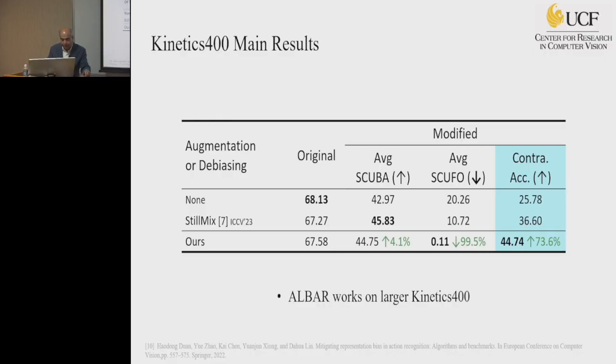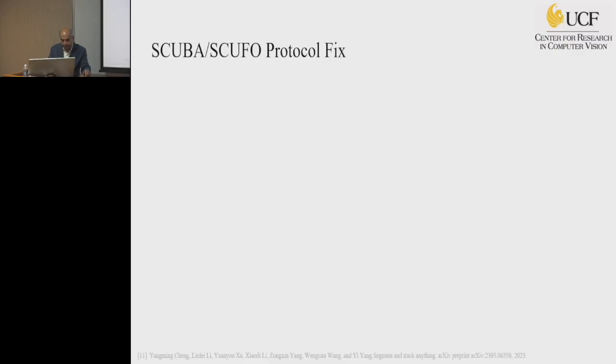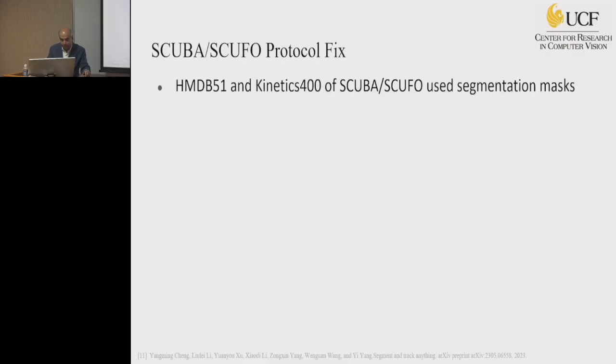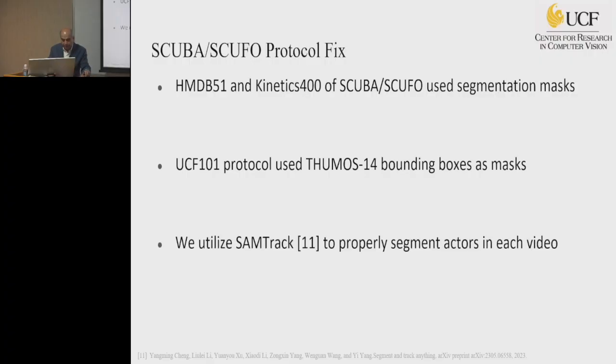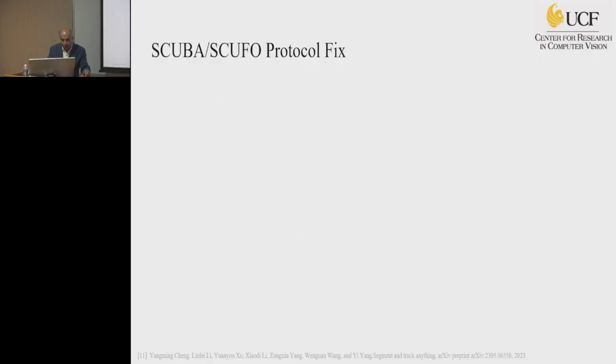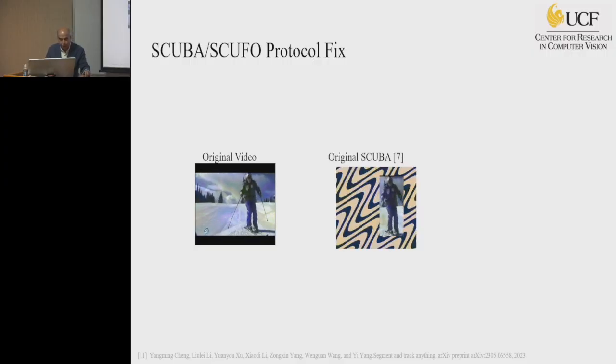This is on Kinetics, it also works for that. As you see here, we have the improvement. And this is on UCF101, where we didn't have that much improvement, even though 30% is good, so we looked into the reason. The problem was that HMDB51 and Kinetics use a segmentation mask, but UCF101 just has bounding boxes, and so we actually fixed that. So this is the original video, and this is the SCUBA video.